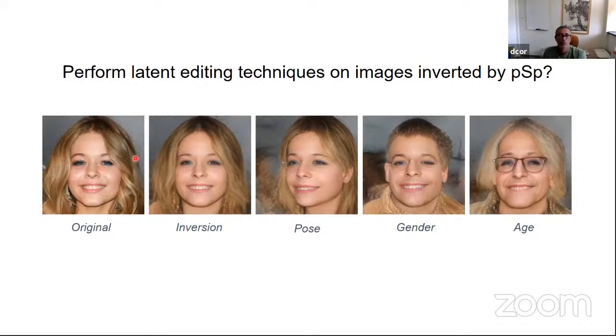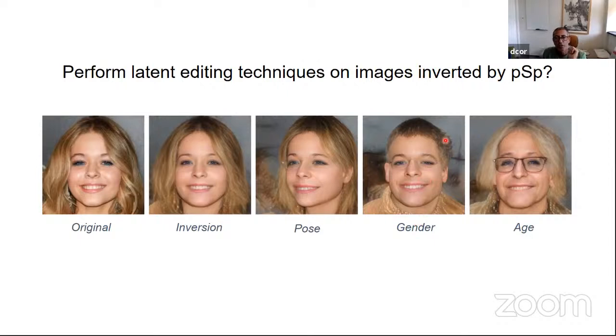I mean, we have an inverter that does a reasonable inversion, and once we have the inversion, we can apply it to do some editing. We can change the pose, the gender, the age. But if you look more carefully, the quality of the editing is not what we would expect. Look here in the pose, we have some artifacts.